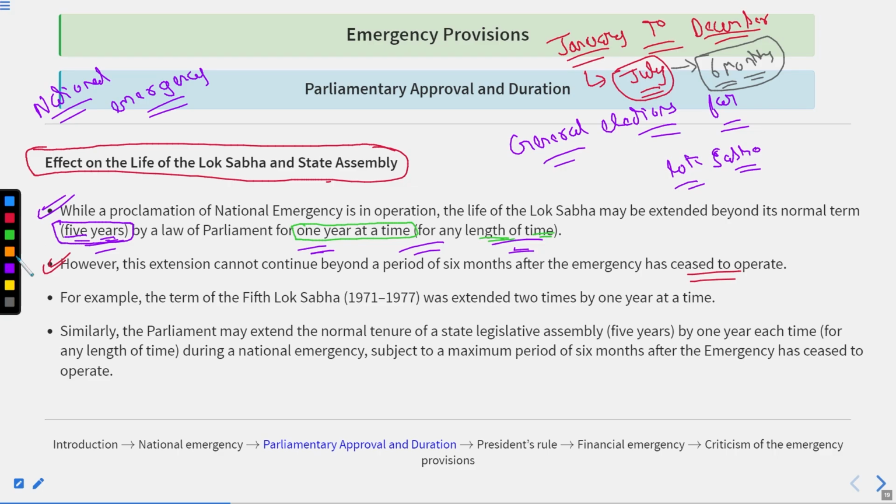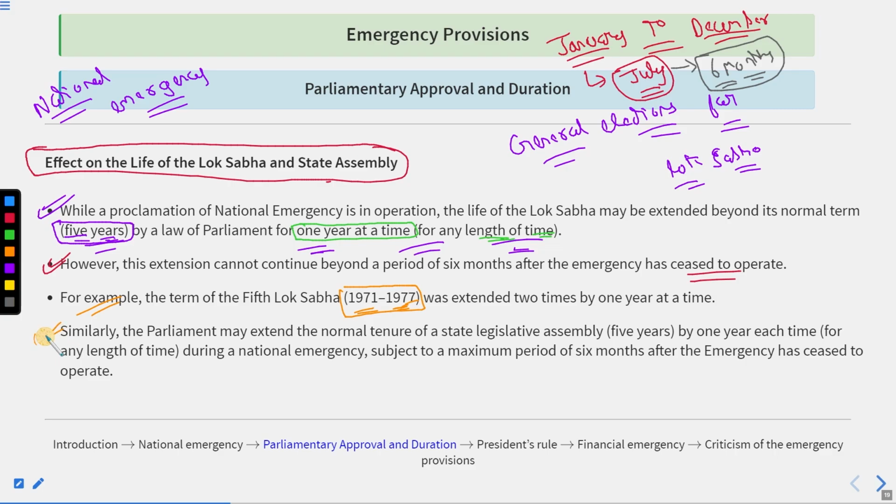For example, the term of the fifth Lok Sabha, which was between 1971 and 1977, was extended 2 times by 1 year at a time.